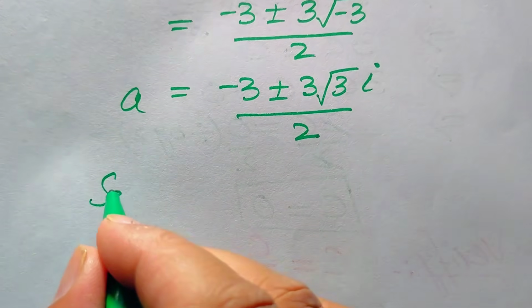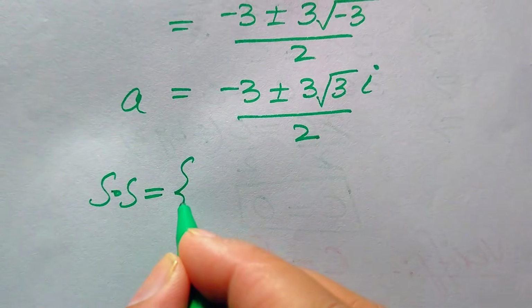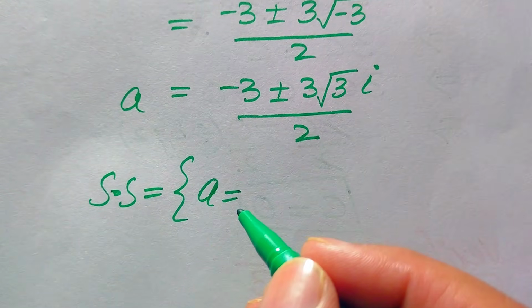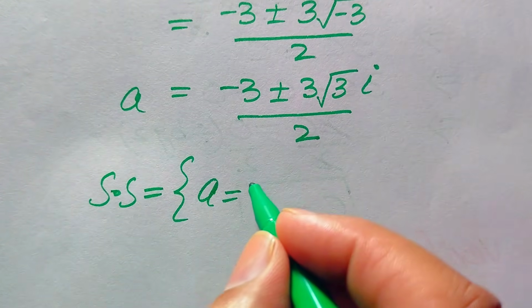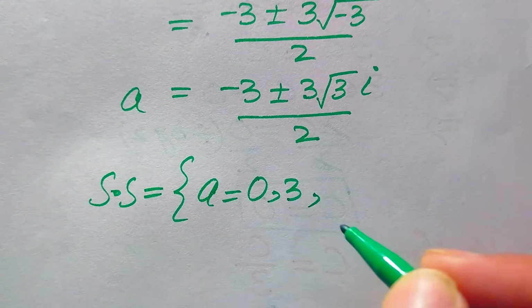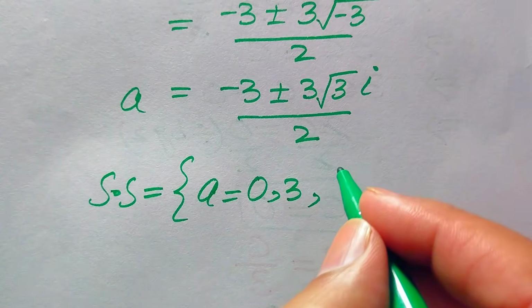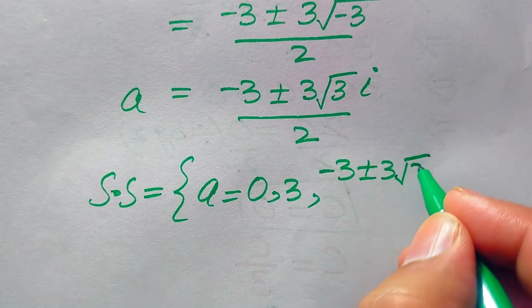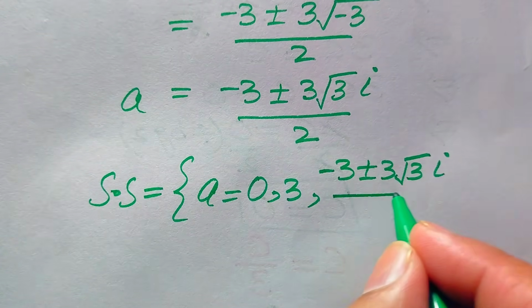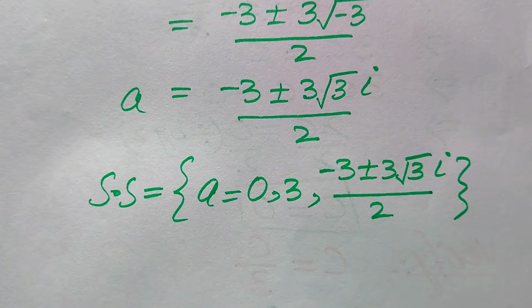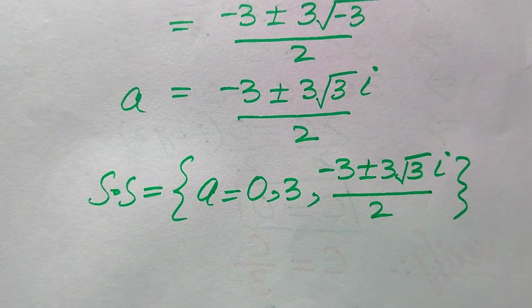And finally we have the solution set of the given question. There are four roots of the given equation, in which two roots are real roots, and these roots are 0 and 3, and two roots are complex roots, and these are minus 3 plus minus 3 times square root of 3 iota, divided by 2. So these are the total four roots of the given equation, and this is our final answer.